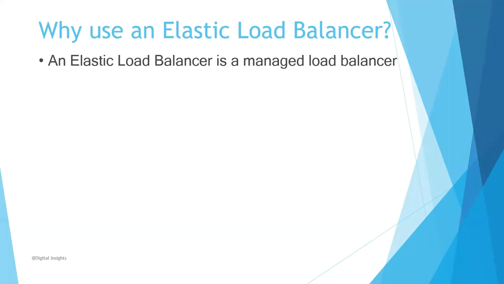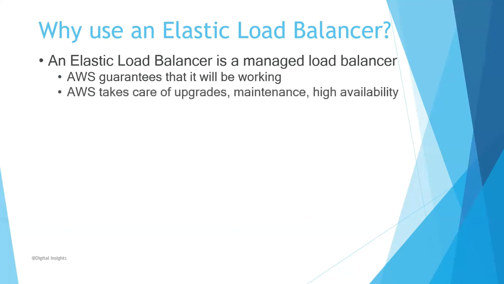An elastic load balancer is a load balancer that is managed by AWS. AWS guarantees that it will be working. As I said, AWS takes care of upgrade, maintenance, and high availability. When you are deploying an elastic load balancer, you will see an option to deploy it on multiple AZs. You just need to check the box, and that's it. You are multi-AZ in just a few clicks.